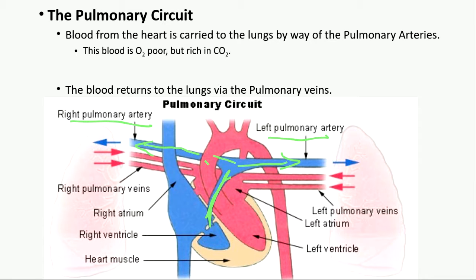And the blood comes back from the lungs through the pulmonary veins. So remember, veins always take blood to the heart, and arteries always take blood away from the heart. Right, so the blood is coming back from the lungs through the pulmonary veins into the left atrium, which then goes into the left ventricle, and then out the aorta. Okay, so this is the dorsal aorta.